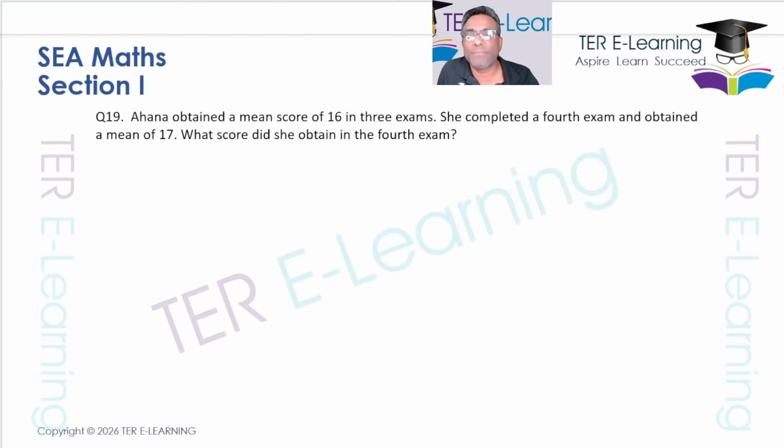Moving on to question 19. So we have Ahana obtained a mean score of 16 in 3 exams. She completed a 4th exam and obtained a mean of 17. What score did she obtain in the 4th exam? This is a typical exam question here. Yes, Ahana, it is you.